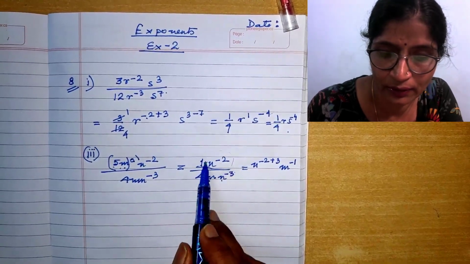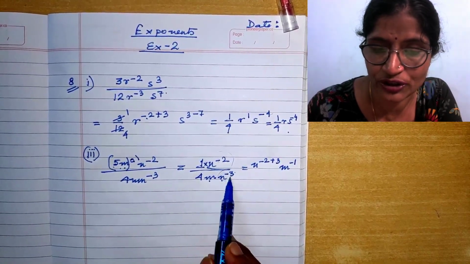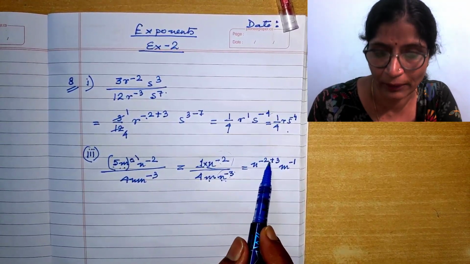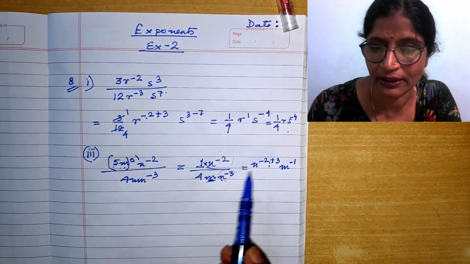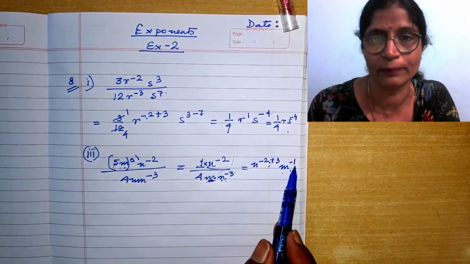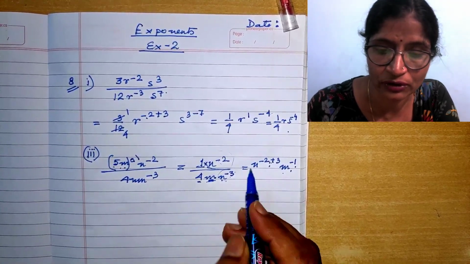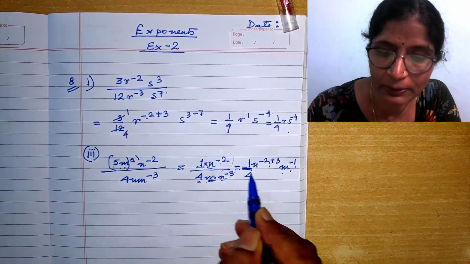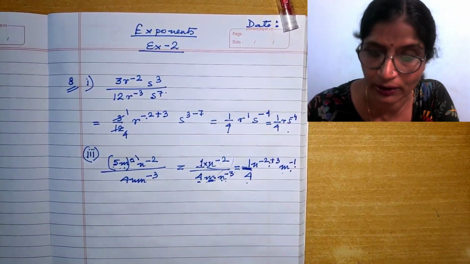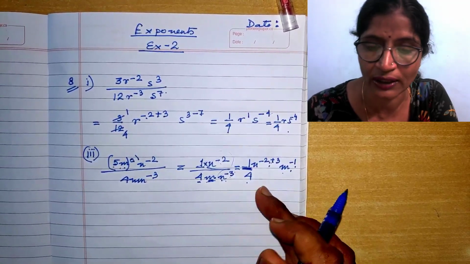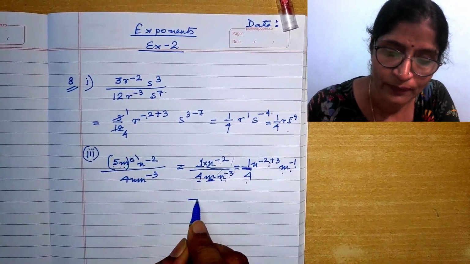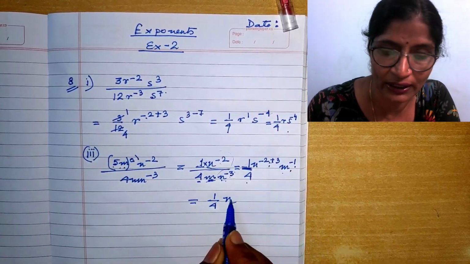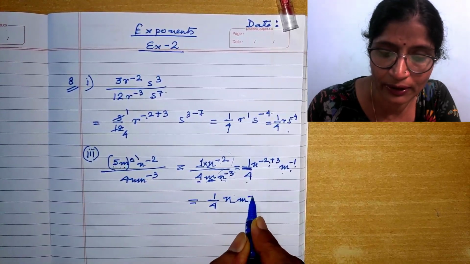This one and this one is there, so division is there, so powers will be subtracted. So minus and minus will become plus, and then this is in the denominator. When I take it in the numerator, it will be m to the power minus 1, and this 4 is left, so this is 1 by 4, because it is given that no variable will be there in the denominator. A number, a numerical coefficient, can be there, but the variable I will put in the numerator. So it is equal to 1 by 4 n to the power 1, 1 I will not write here, m to the power minus 1.